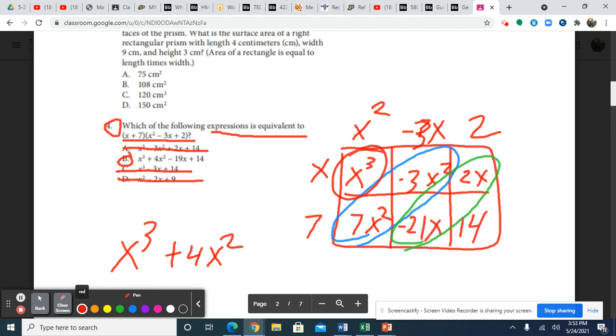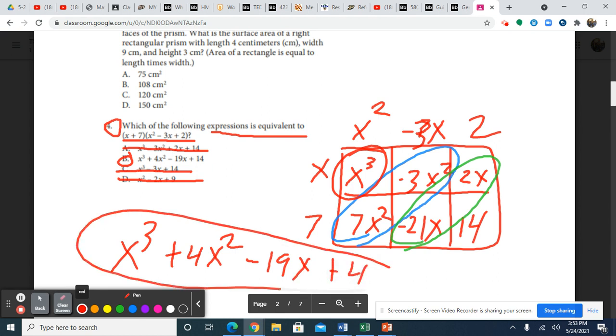But if we just finish this off, it's negative 21x plus 2x is negative 19x. And then we're left with 14 at the end. So that's our answer.